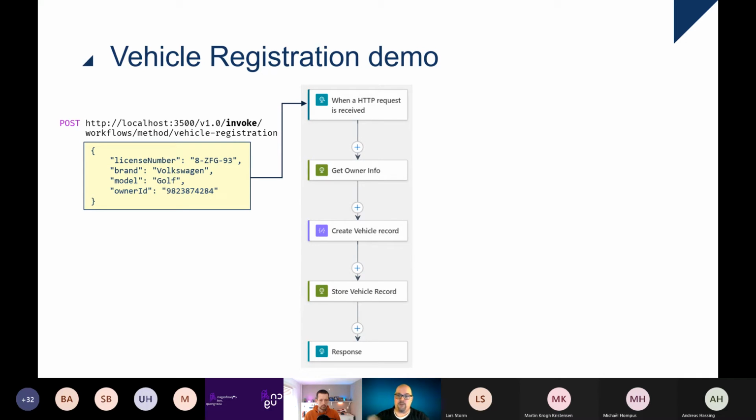So you can have multiple workflows in there. It will pick the workflow based on the name. It has to be the same name as the file. And then it will create an instance of this workflow and deliver this payload. In this case, it's a license number, a brand, a model, and an owner ID.